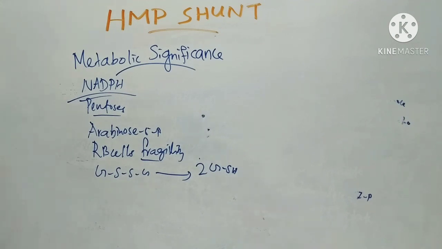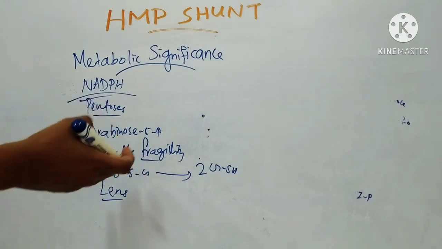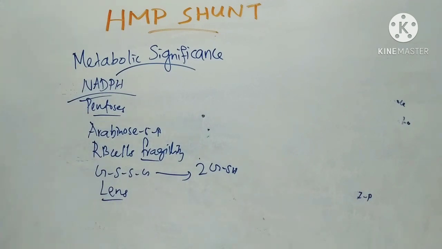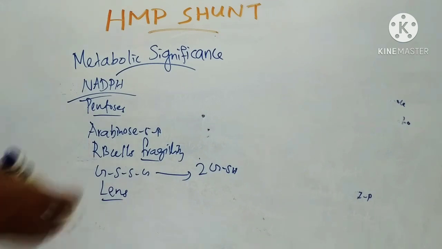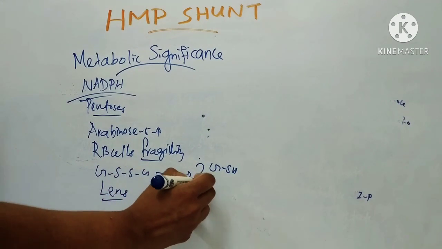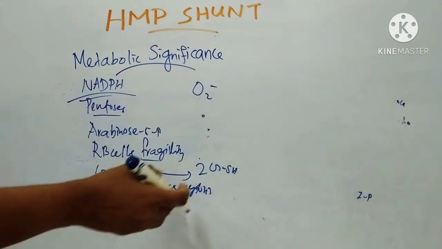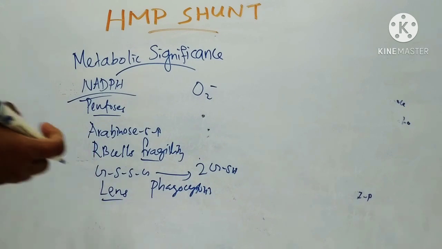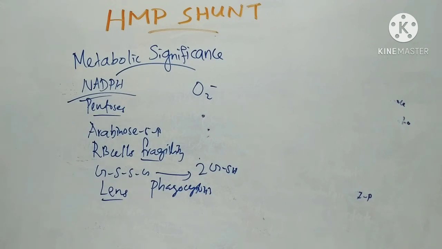Next is the role in lens metabolism. In the lens, in the same way, the HMP shunt provides NADPH. This is necessary to convert GSSG to 2GSH, which is necessary for the maintenance of lens proteins. Then the role in phagocytosis. Here the NADPH generated in this pathway is utilized by NADPH oxidase to produce superoxide anions for destroying phagocytosed materials.